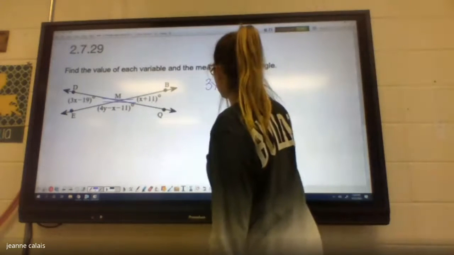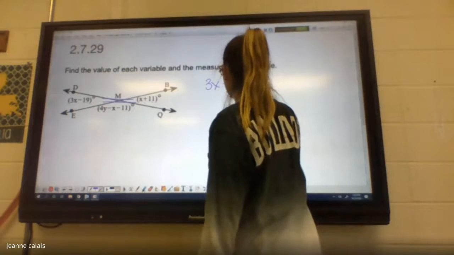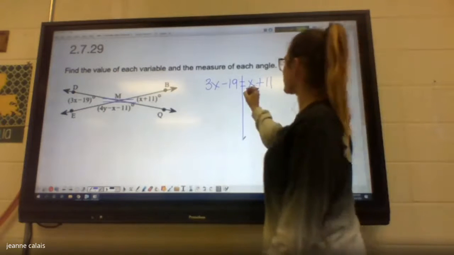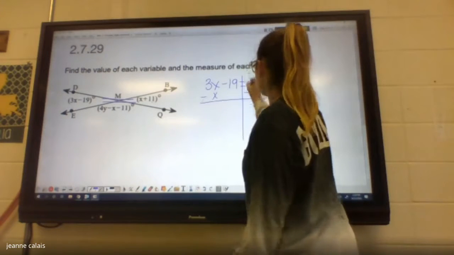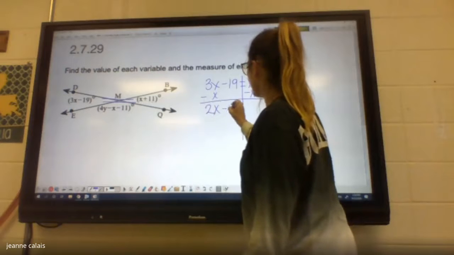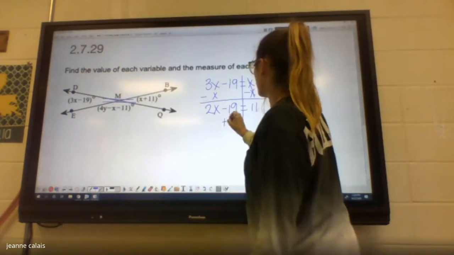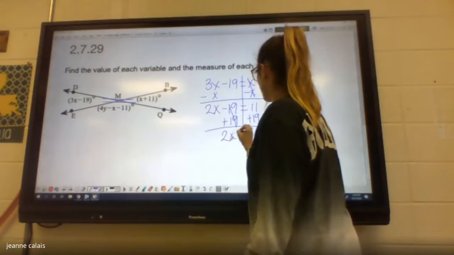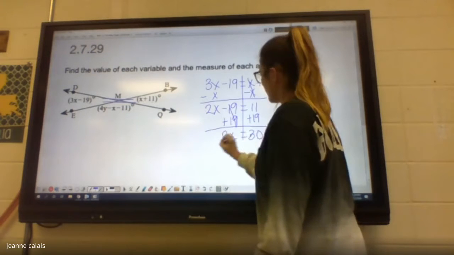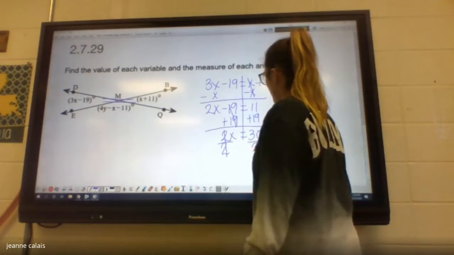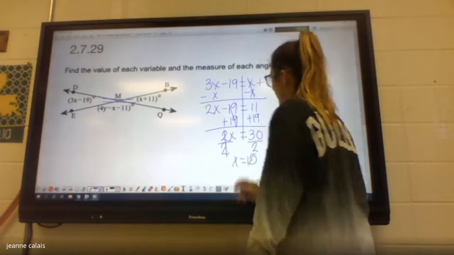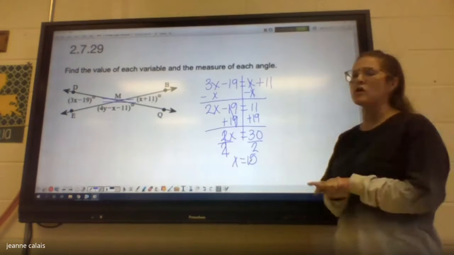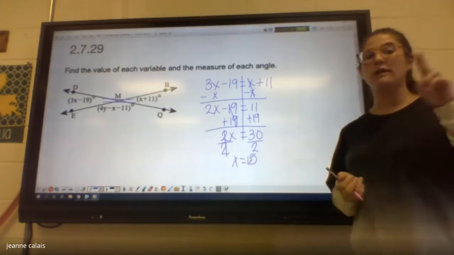So 3x minus 19 equals x plus 11. All right, go ahead, solve for x. All right, so x is 15. Okay. Now, there's two different ways that you can get the value of y.